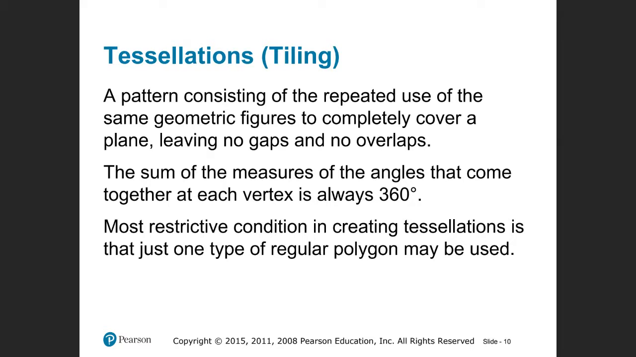Finally, tessellations. These are just kind of an interesting thing to know. This is also called tiling, and some artists use it to develop their art pieces. A pattern consisting of the repeated use of the same geometric figures to completely cover a plane, leaving no gaps and no overlaps. The sum of the measures of the angles that come together at each vertex is always 360 degrees, a complete rotation. And the most restrictive condition in creating tessellations is that just one type of regular polygon may be used. That's the most restrictive.